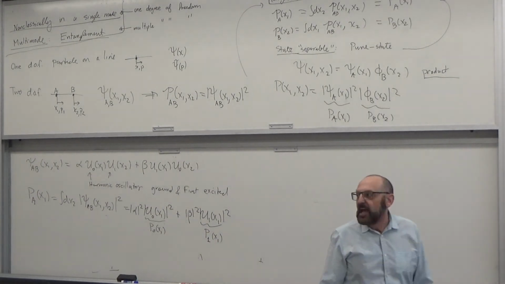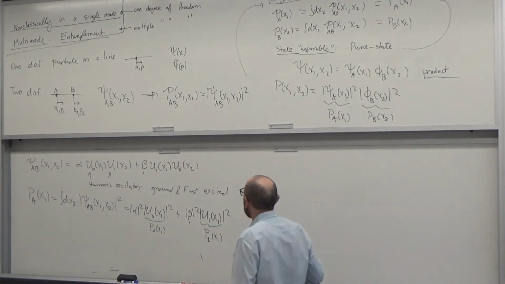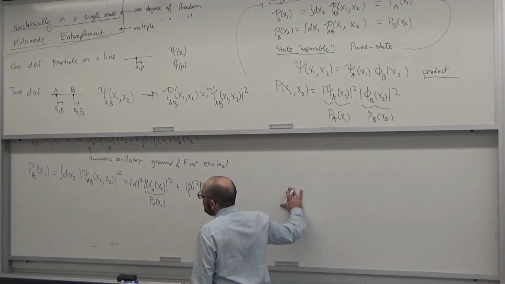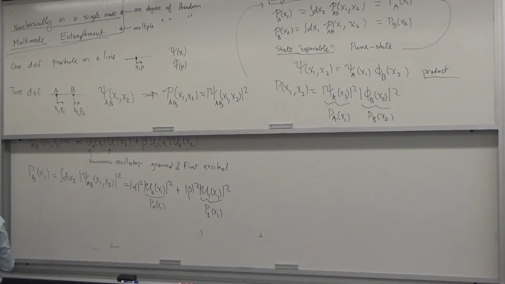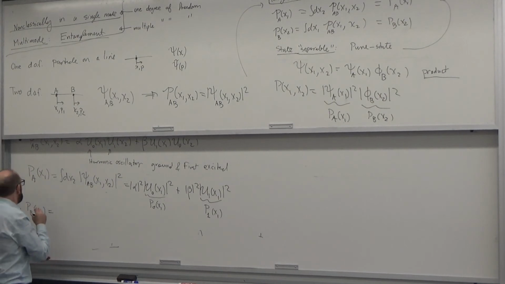And similarly, if I were to marginalize, I don't mean to marginalize anybody, but I'm going to marginalize this distribution. The probability distribution for finding particle B at 2, irrespective of what 1 is, is going to be this statistical mixture.